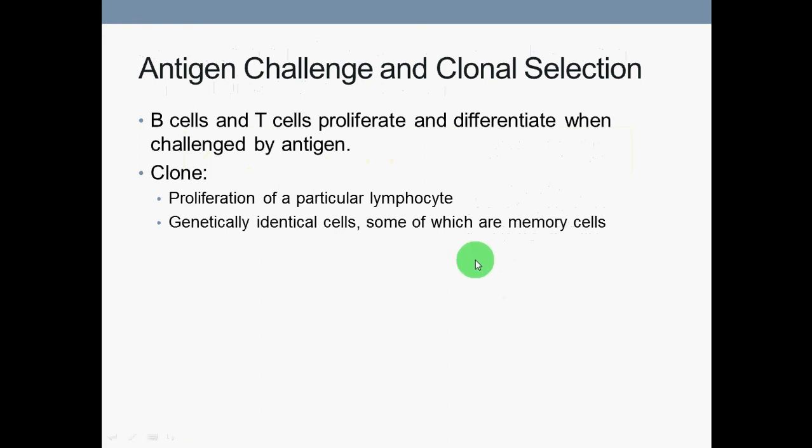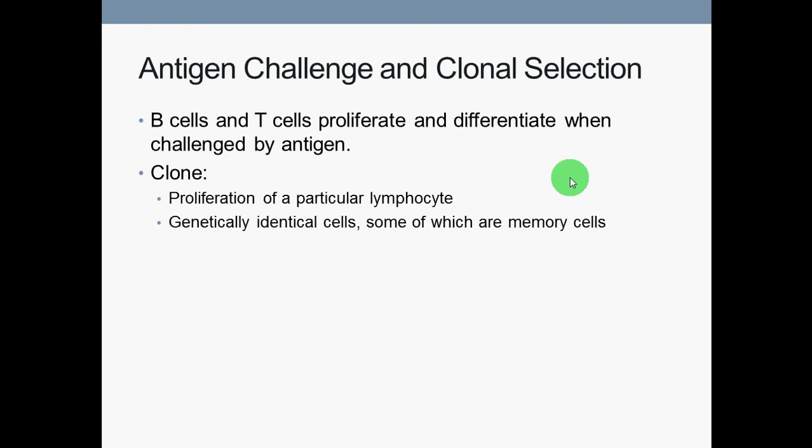Now, when B cells and T cells have antigen presented to them and they become activated, I mentioned that they can differentiate into these different types. Well, we call this clonal expansion and clonal selection. Because B cells and T cells don't just kind of split up into the different types of cells. They copy themselves. It's called cloning. And then those clones differentiate into the different types that are needed.